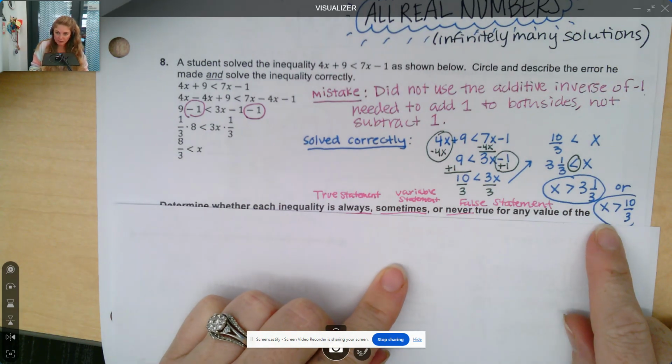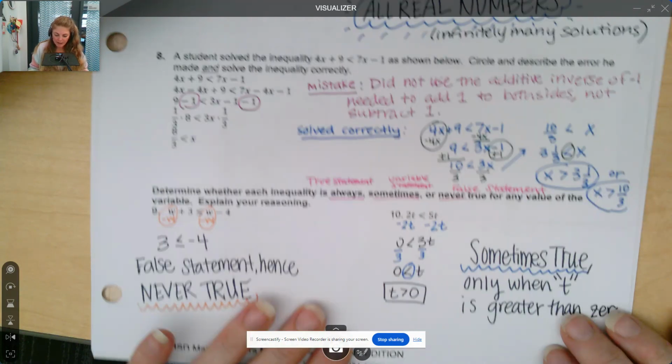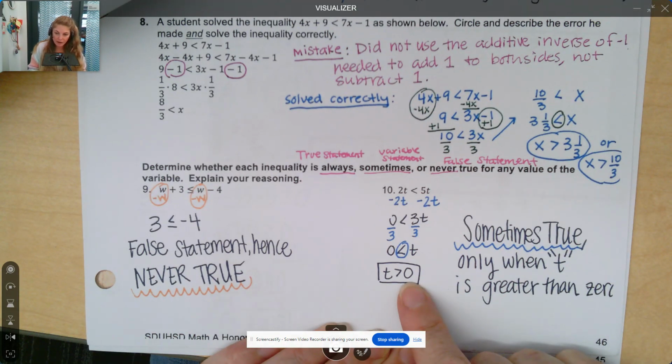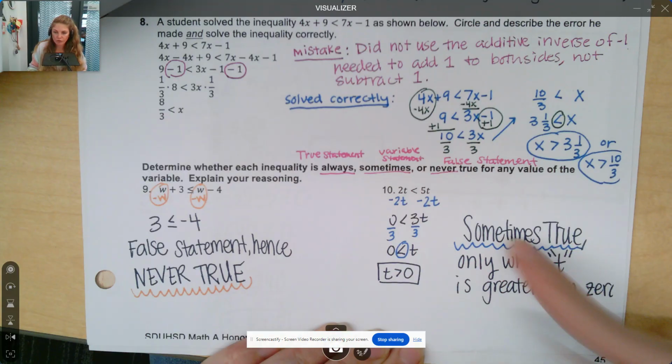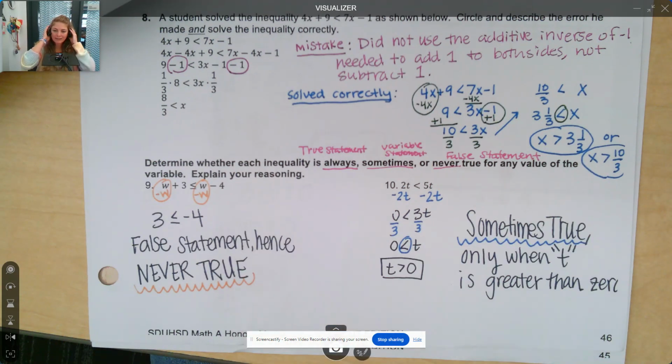And when you did the last number, number 10, you end up with t is greater than 0, which means this is sometimes true. Only when t is greater than 0 is this true. If t is equal to 0 or less than 0, it is false. So that's why this is sometimes true.